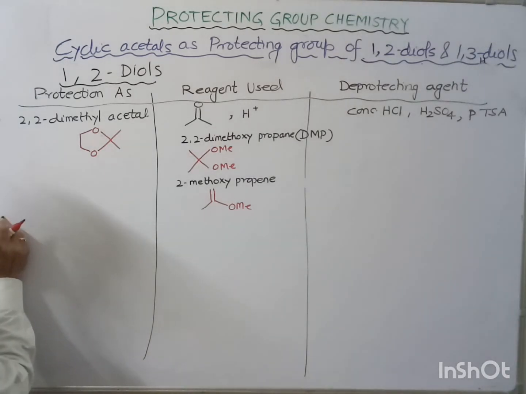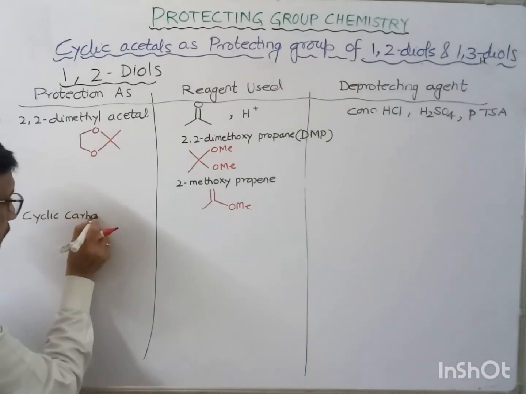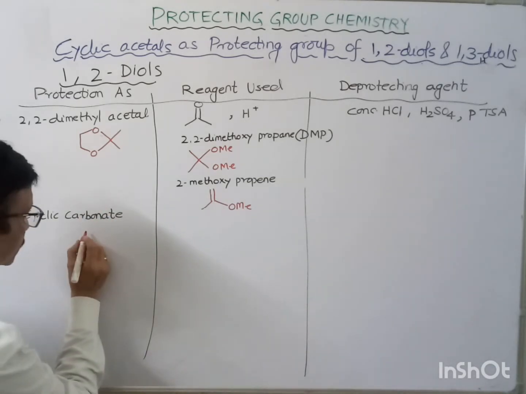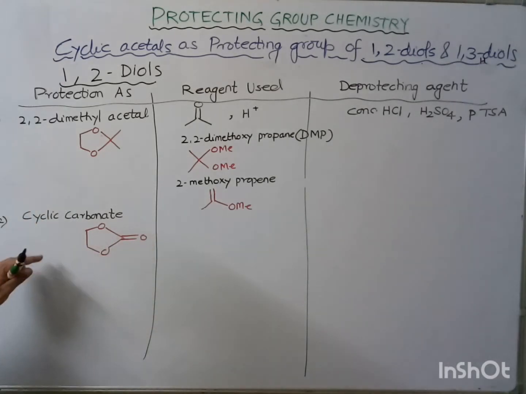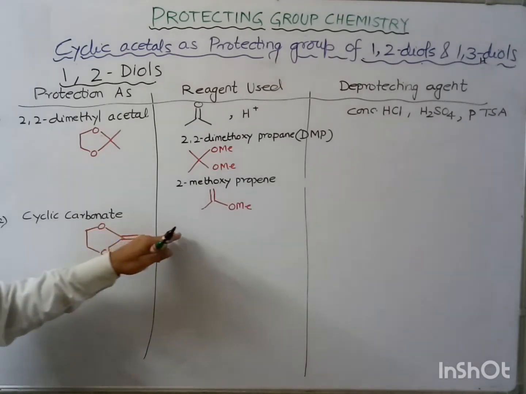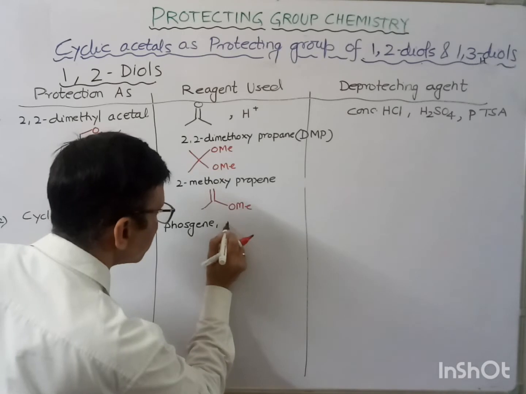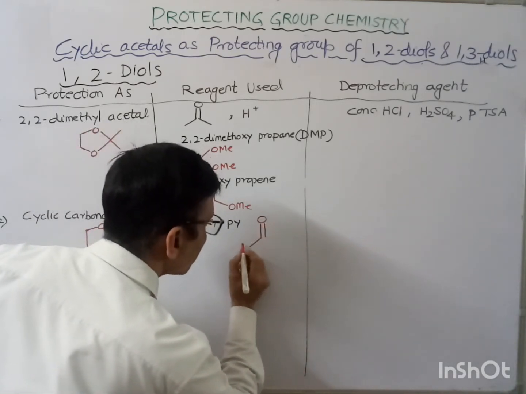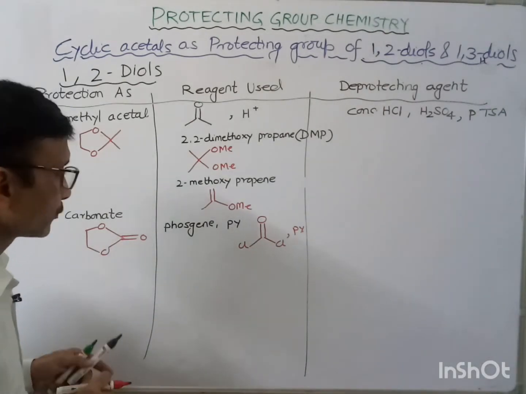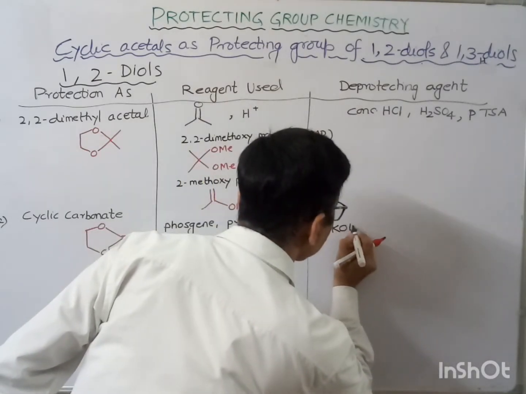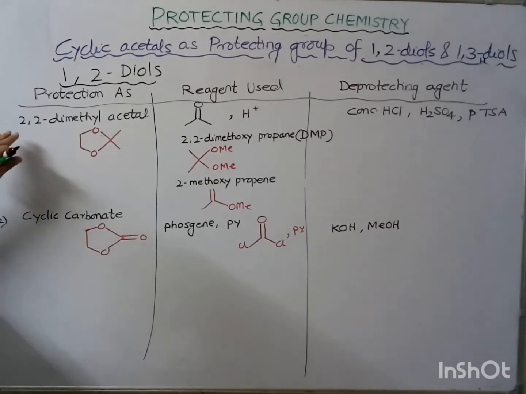Another way is that we can convert this 1,2 diol into a cyclic carbonate. Okay, so this is the structure of the cyclic carbonate. How can we convert this into cyclic carbonate? By reacting it with phosgene, in presence of pyridine. For this, the deprotecting agent that we can use is KOH in methanol. So 1,2-diol can be converted into cyclic carbonate, and another was the 2,2-dimethyl acetal.